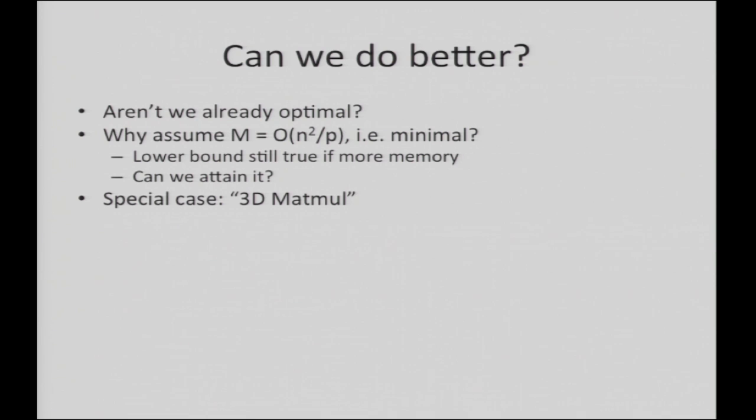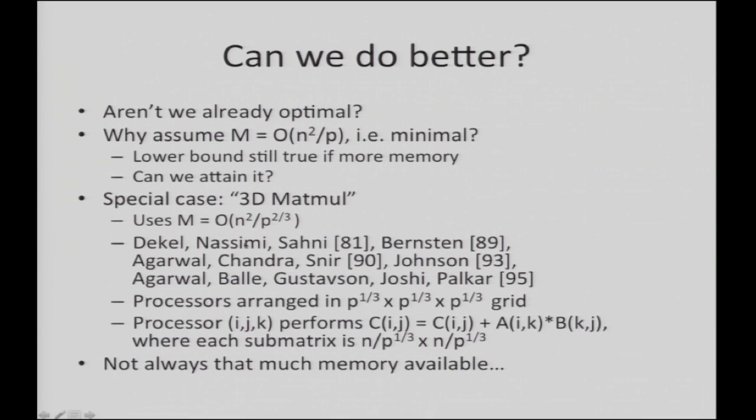In fact, it uses a factor of p to the 1/6 more memory. So the local memory size is not n squared over p, it's n squared over p to the 2/3. And this algorithm has been rediscovered a few times. The processors are arranged in a grid that looks like this. I can number the processors ijk, each index going from 1 to the cube root of p. And what does the ijkth processor do? It takes this subblock of A, multiplies it by that subblock of B, and adds it to C. Each submatrix is of that size.